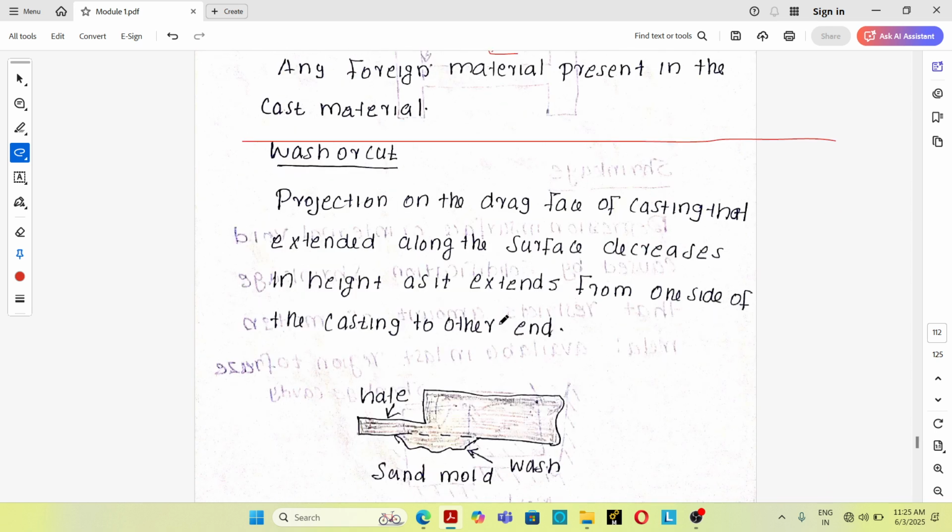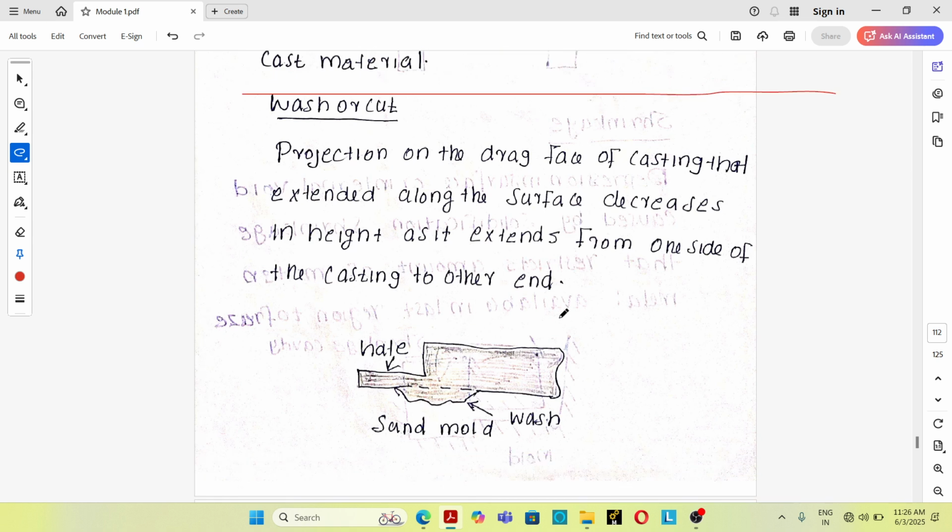Next one is visible defects. Visible defects are defined as defects that can be seen by our naked eye. There are 9 classifications of visible defects. First one, wash or cut. Second one, hot tear. Third one, shrinkage. Fourth one, rattle or buckle. Fifth one, swell. Sixth one, shift or mismatch. Seventh one, misrun. Eighth one, run out. And ninth one, fusion. So we can discuss one by one.